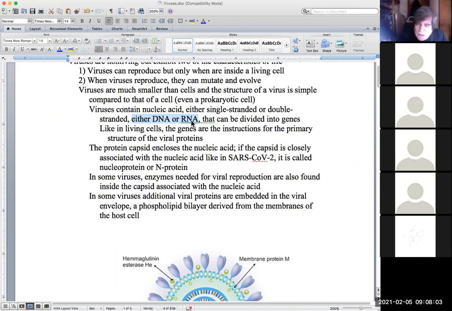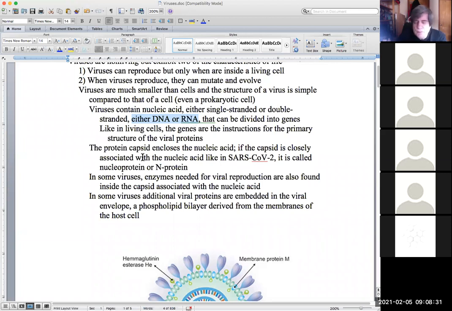But whether they have DNA, whether they have RNA, whether they have single-stranded or double-stranded DNA or RNA, the DNA and RNA can be divided into genes, just like we could divide the DNA in your nucleus into genes. And just like in your cells or prokaryotic cells, the genes are the instructions that tell the virus what the primary structure of the proteins is.